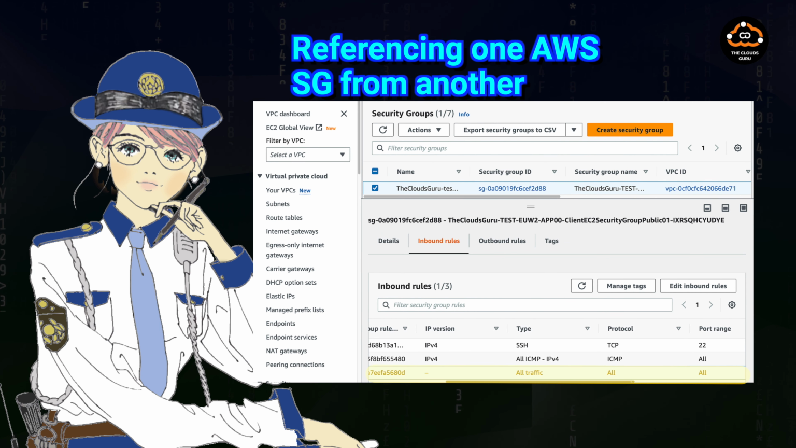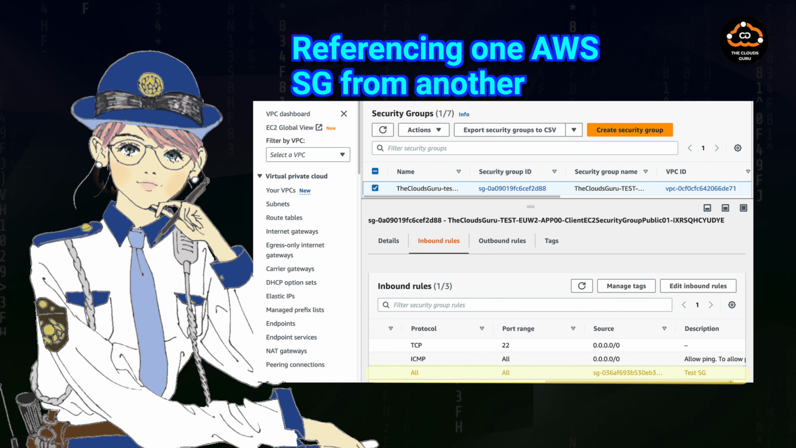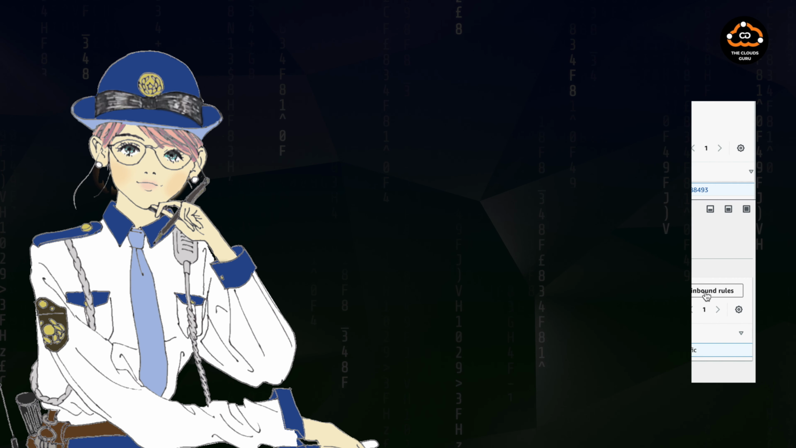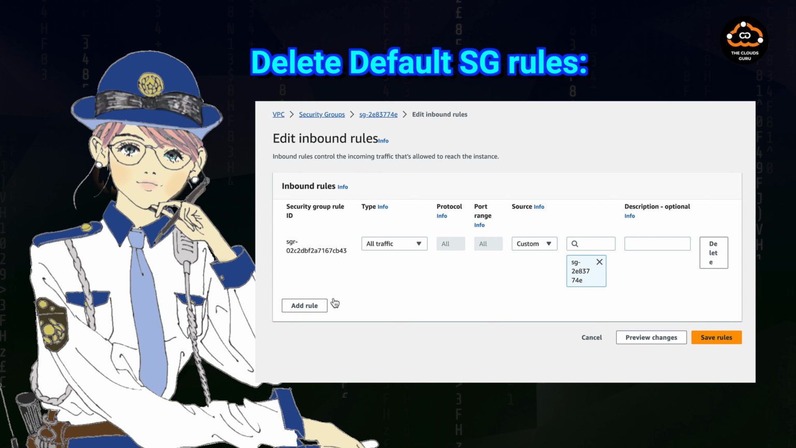Now, referencing one AWS security group from another. In real-world scenarios, IPs can be a moving target. Take an application load balancer, or ALB, as an example. Its IP might be dynamic, changing based on conditions. If you want your EC2 instances to consistently communicate with that ALB, bind them to the ALB security group, not a volatile IP.